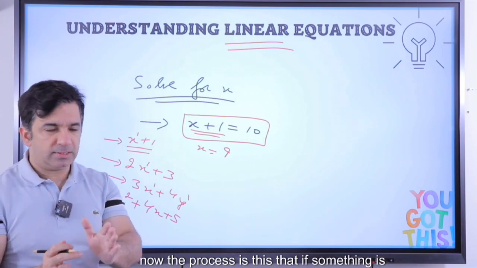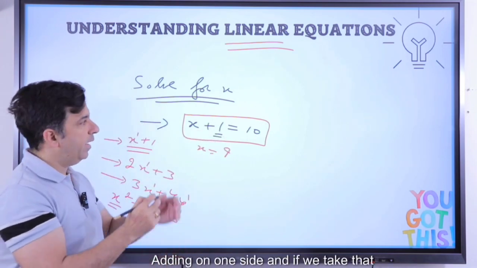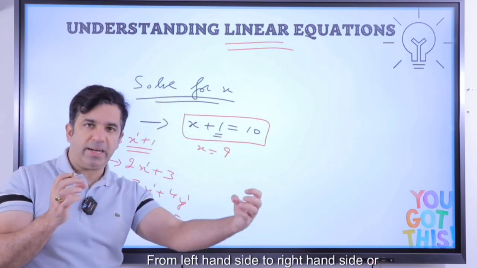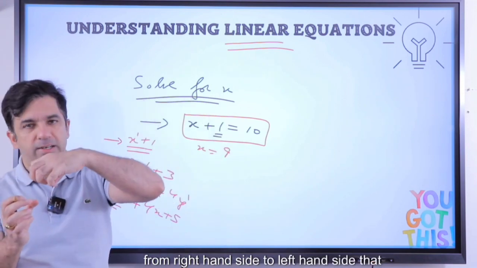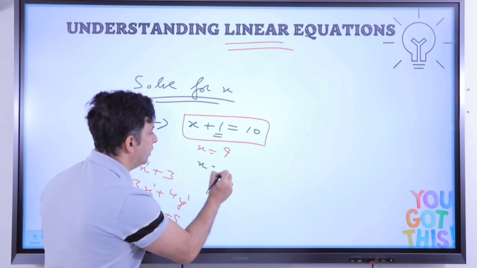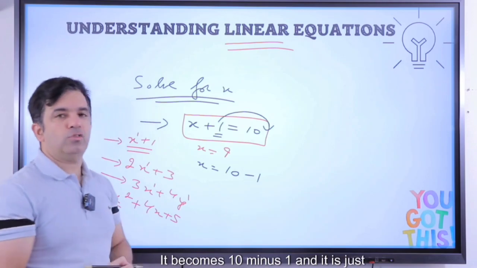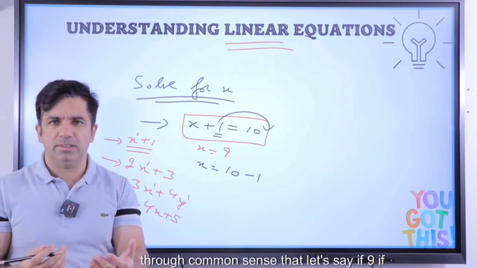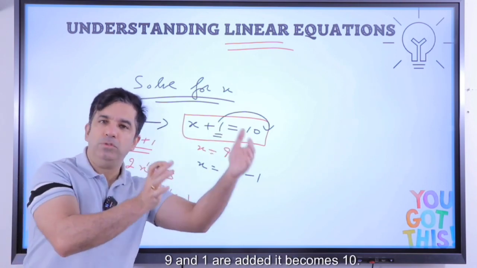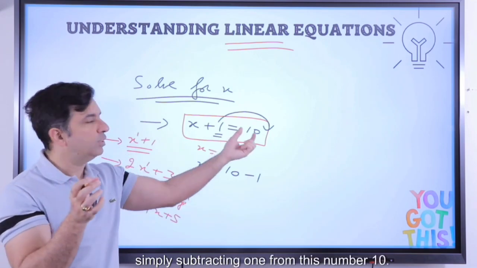Now the process is this: if something is added on one side, and we take that number to the other side, from left hand side to right hand side or from right hand side to left hand side, that addition becomes subtraction on the other side. So this x becomes 10, and this 1 goes on this side, it becomes 10 minus 1. It is just common sense that if 9 and 1 are added, it becomes 10. So in order to reach 9 back, I should simply subtract 1 from this number 10.